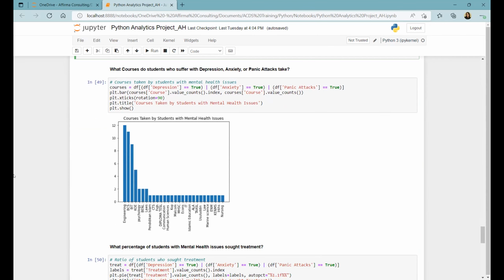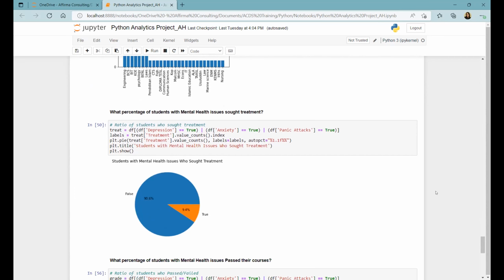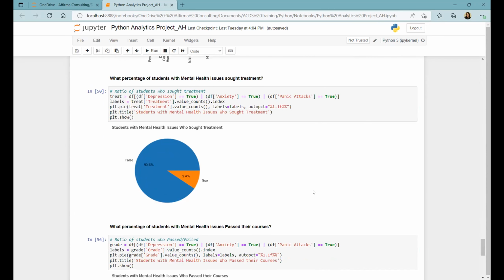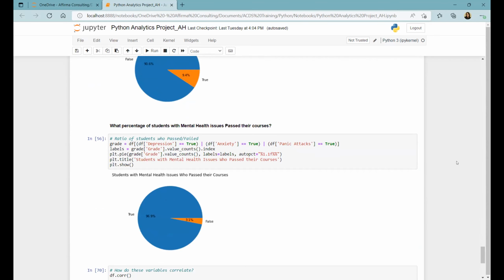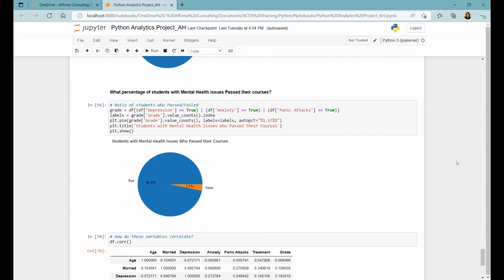And we see that this basically is reflective of the chart that we saw previously of the courses, where the majority were engineering, BCS, BIT, and KOE. But again, that could be because those were the most respondents that we got. And then how many of them actually sought treatment? Not much. We saw that the majority did not seek treatment, over 90%. And the good news is that they still passed. Those who had the mental health problems, the majority passed their courses with at least a 2.5 or higher GPA.